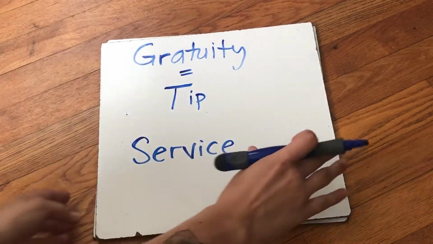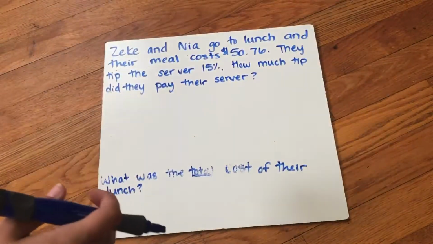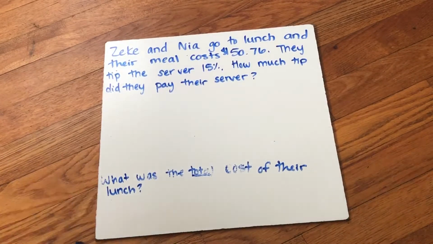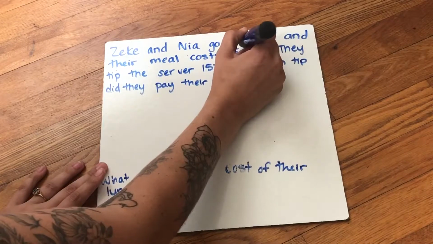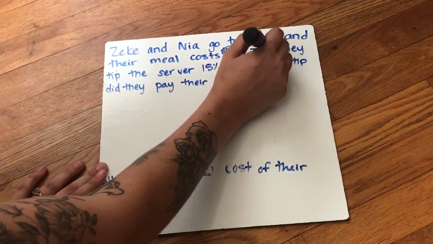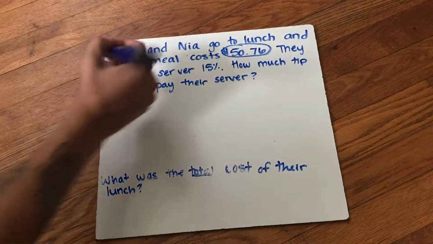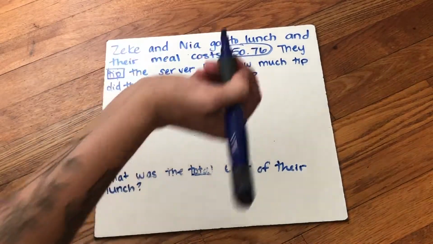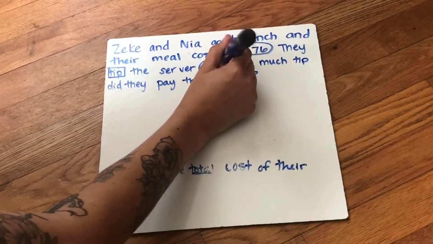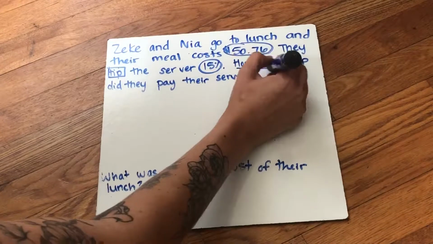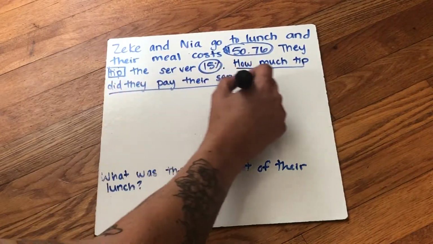So let's talk about how to calculate tip. It's the same as tax. Let's look at this word problem. Zeke and Nia go to lunch and their meal costs $50.76. They tip, there's my keyword, the server 15%. And my question asks me, how much tip did they pay their server?